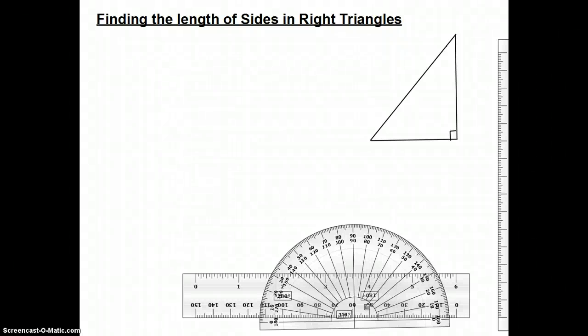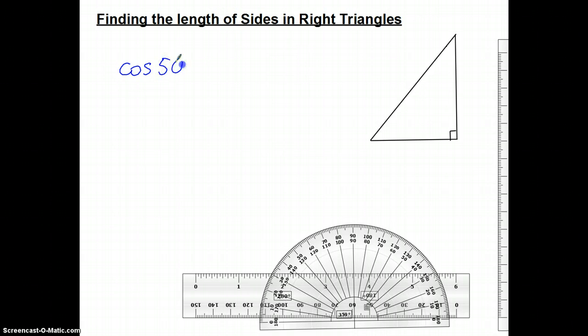Guys, last class we had a look at how the trig ratios of sine, cos and tan allow us to find angles. Today we're going to have a little look at how that knowledge can help us figure out other measures, side lengths and so on in right triangles.